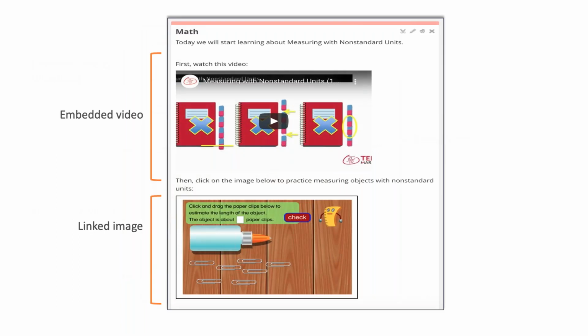Here is another example of an embedded video. The student would simply click the video to play the video right in the page, instead of having to go to a new browser tab or window to view it. At the bottom is an example of a linked image. The student would simply click the image and be taken right to the website to practice measuring objects with non-standard units.